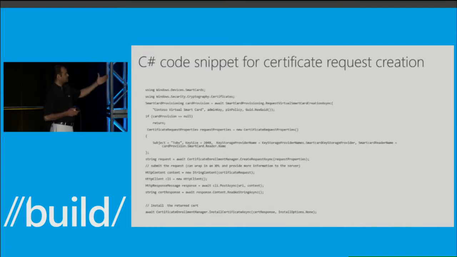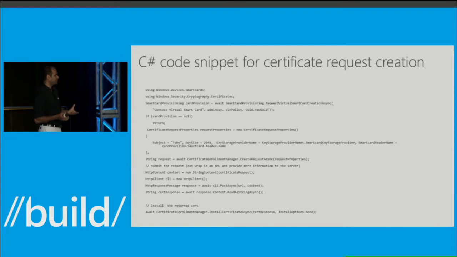Once you send the request over HTTP to the server and get a response back, you call the install certificate async API and install the certificate onto the smart card. Because the request was created on the smart card, the certificate also gets stored on the smart card itself. So this is how you can write a quick sample on how a card can be created and certificates can be installed on the card.